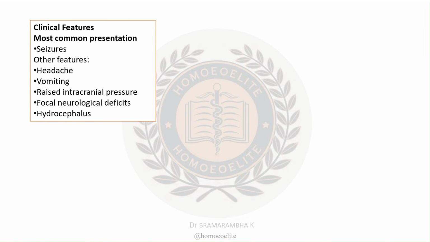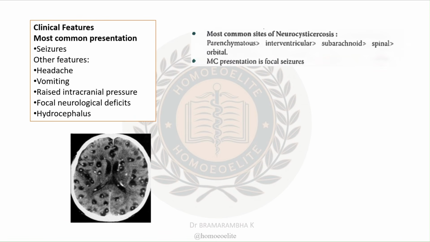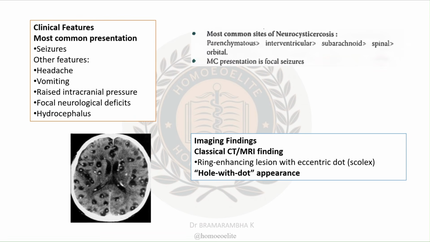Neurocysticercosis. So coming to the clinical features, you have seizures, headache, vomiting, raised intracranial pressure, and focal neurological deficits depending upon the position of the cyst. Hydrocephalus can also be present. The most common sites of neurocysticercosis are first parenchymatous, then intraventricular, subarachnoid, spinal, and orbital. The most common presentation is focal seizures. On imaging, there is a ring-enhancing lesion with an eccentric dot, so the appearance is like a hole with a dot.